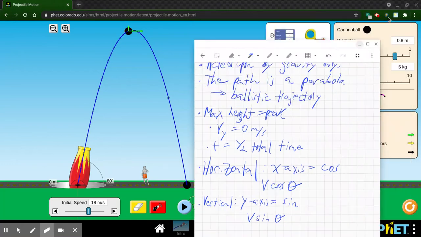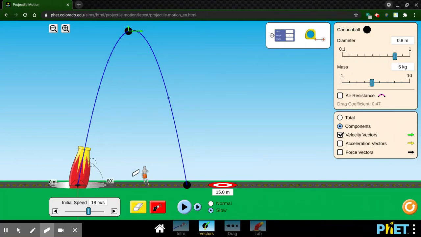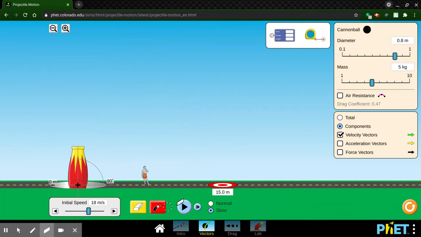Okay. All right, almost done. One last thing. What about the launch angles? So if everything else remains equal, watch this. So let's start with the large angle of 90 degrees, straight up.